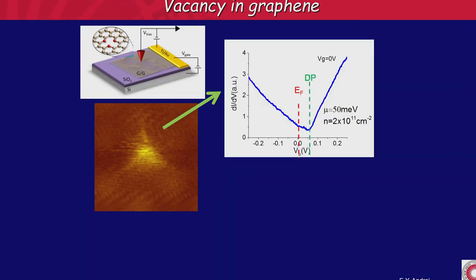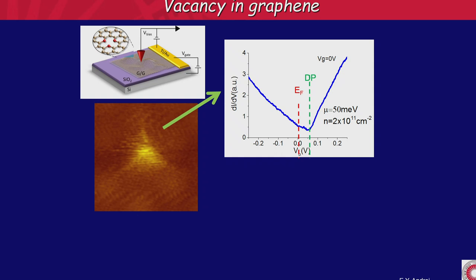And here's the experiment. We have a vacancy that we created, as I told you before, and we look with our STM. We go far from the vacancy and look at the density of states. It kind of looks OK. This sample is graphene on silicon dioxide. The Dirac point is here. The Fermi energy is here.